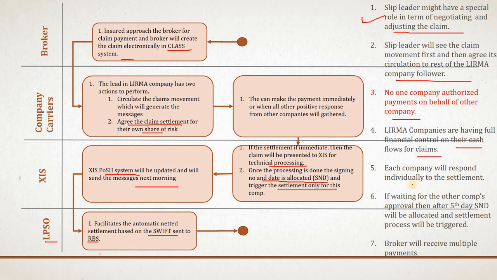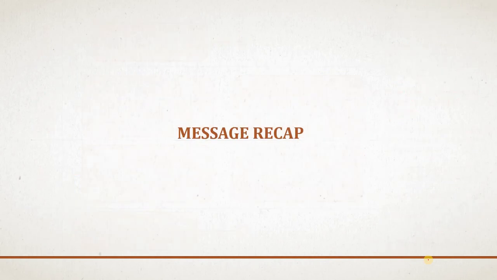Each company will respond individually to the settlement. They can respond, or they can wait for all the companies to respond, but they can respond individually. If they're waiting for the other companies' approval, then after 5 days S&D will allocate the settlement and the process will be triggered, and the broker will receive multiple payments because everybody is approving their own payments. So these are the good scenarios or the simple process within Lloyd's, ILU and LIRMA with respect to the claim settlement.